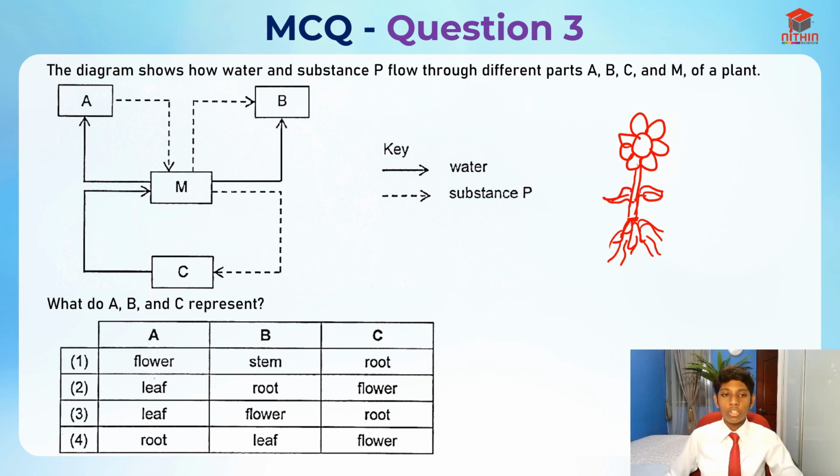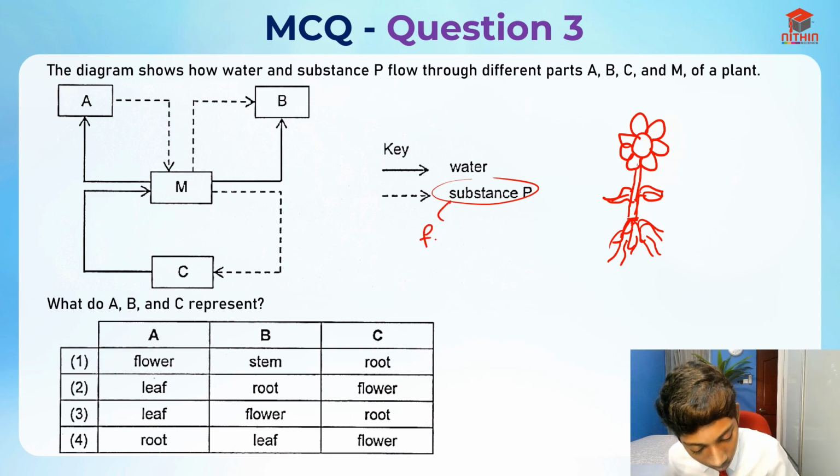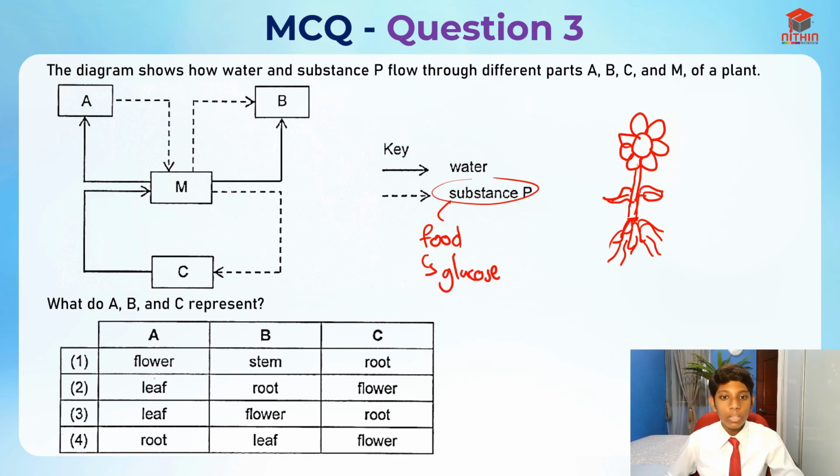Okay, so they're talking about how water flows and how substance P flows. So first off the bat, substance P should actually be food for the plant, which is basically glucose, right? Glucose is actually sugar, okay, which is basically starch. So glucose is food for the plant. So substance P, we can straight off the bat tell that it's glucose. So how does the water and glucose flow through the plant?